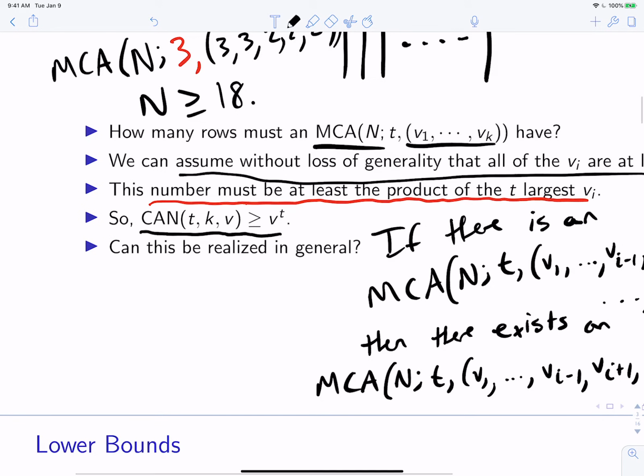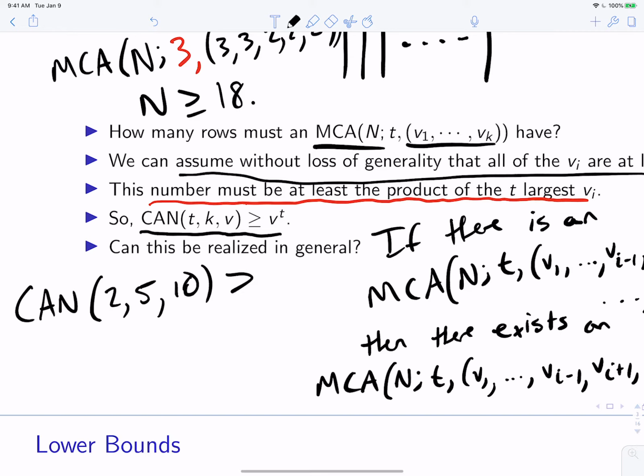So let's just do one example. If we have CAN of 2, 5, 10, this is actually a very famous set of parameters here. And we'll talk about that in a few slides. What must this be larger than? Or at least. 100, yeah, because you just look at the value in the third position, take it to the power of the number in the first one. Nothing complicated. So it's at least 100. Okay? Any questions on that?